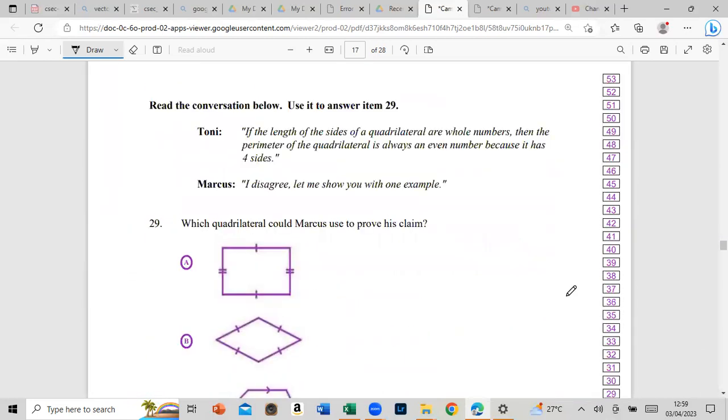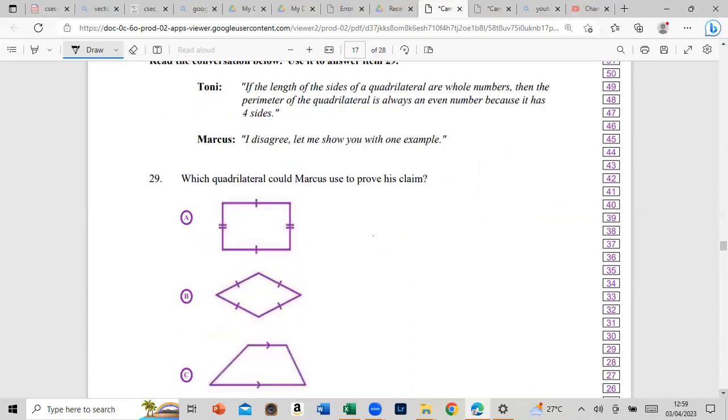29 says, read the conversation below, use it to answer item 29. Tony says, if the lengths of the sides of a quadrilateral are whole numbers, then the perimeter of the quadrilateral is always an even number because it has 4 sides. Marcus says, I disagree. Let me show you with one example. Which quadrilateral could Marcus use to prove his claim?